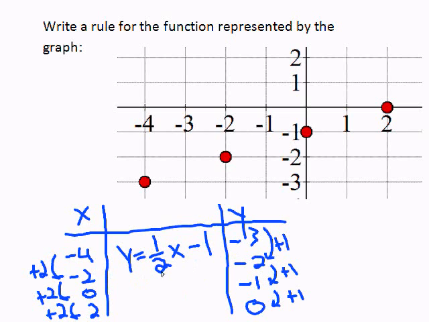Go ahead and check it. What's half of negative 4? It's negative 2. Minus 1 gives you negative 3. And if you check the others, you'll notice your function does work out.